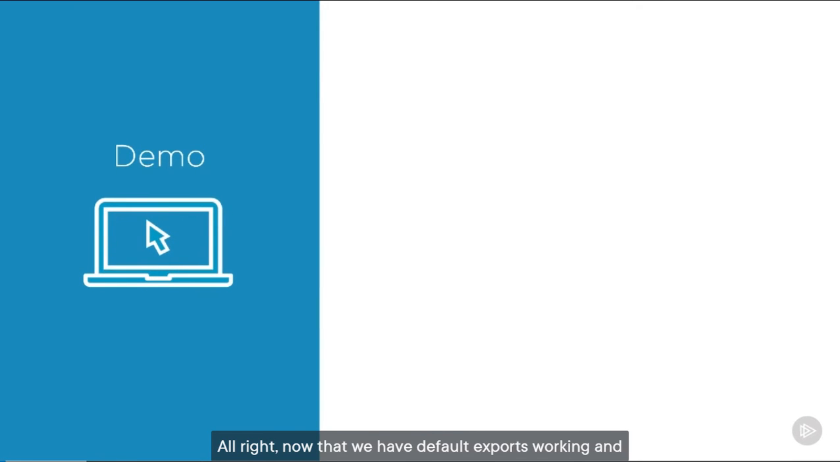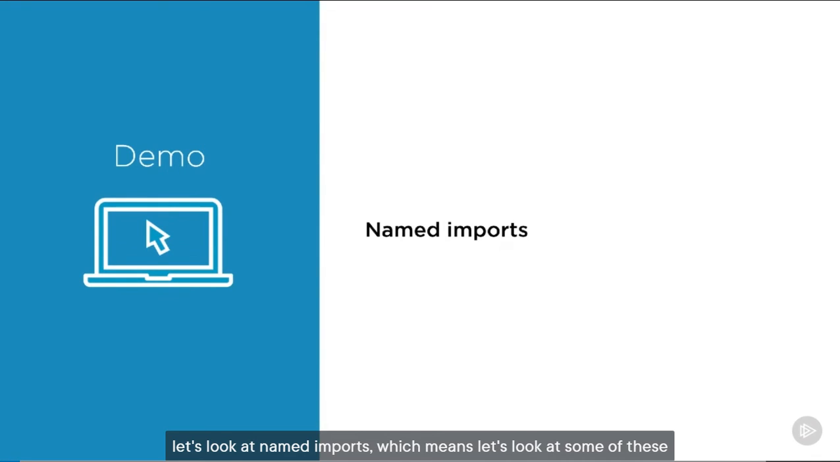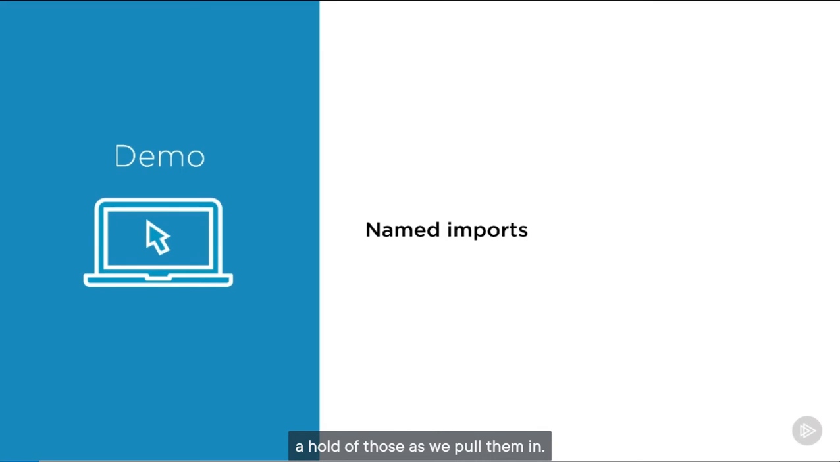So let's look for just a minute at what that's going to look like. All right, now that we have default exports working and our application's back up and running, let's look at named imports, which means let's look at some of these other things that we're exporting for our modules and see how to get a hold of those as we pull them in.